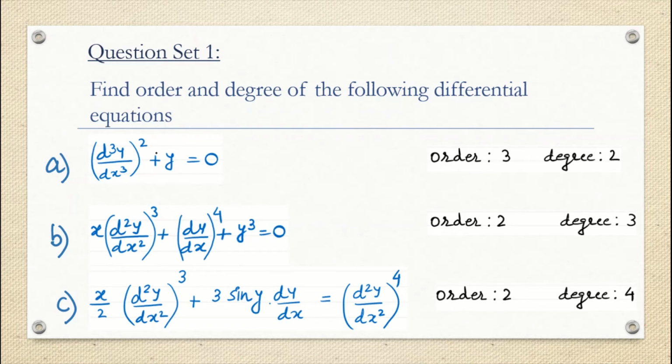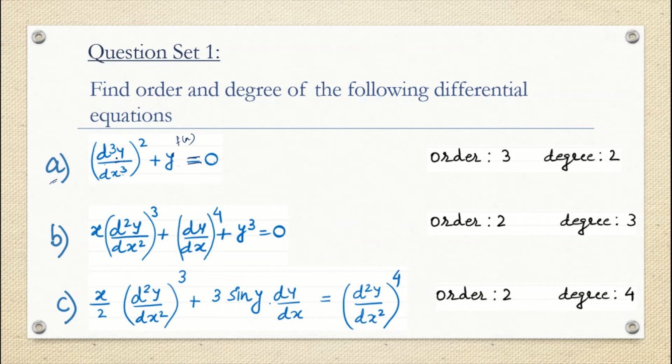Okay, so we have a set of questions. Find the order and degree of the following differential equations. The very first question is (d³y/dx³)² plus y equals 0. We have seen the definition of order and the definition of degree, and now we are just going to apply them. In this equation, one function y is present, and the derivative of this function is present. So only one derivative is there.